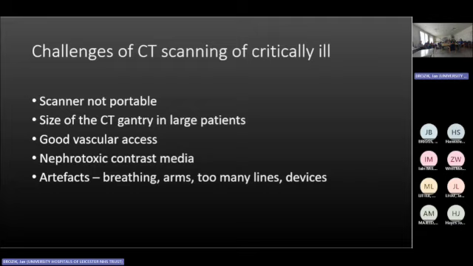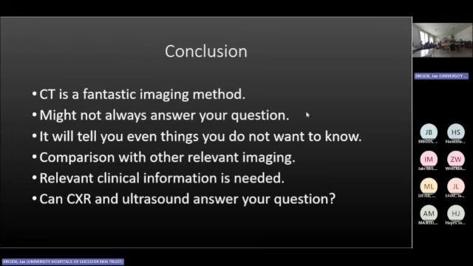Artifacts. Not everyone has got a bullet in their body, but the lines, tubes, and the fact that they put their arms around the body, we have lots of artifacts that can limit the scan. So to conclude, CT is a fantastic imaging method. That's why everyone wants to do a scan. Might not always answer your question.